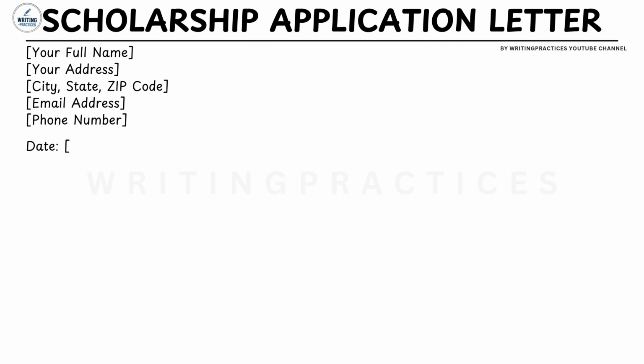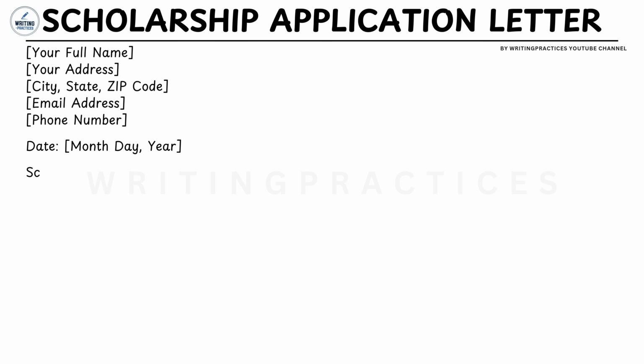Date. Next comes the date. This should be the actual date you're writing or sending the letter. Format it fully, like June 25th, 2025. Always keep the date accurate because it helps document your application timeline and keeps everything professional and current.